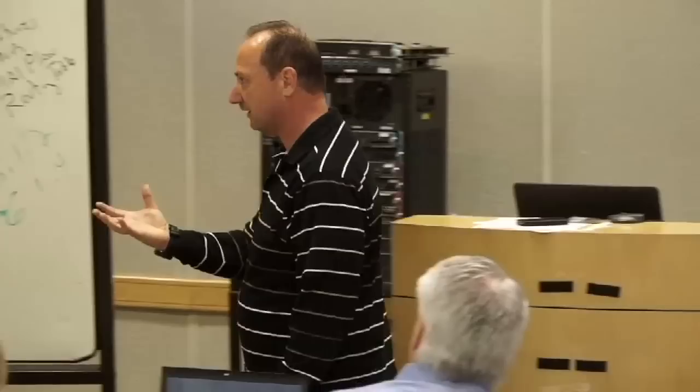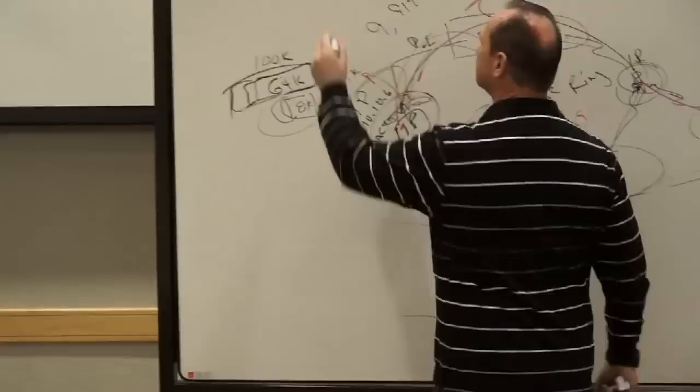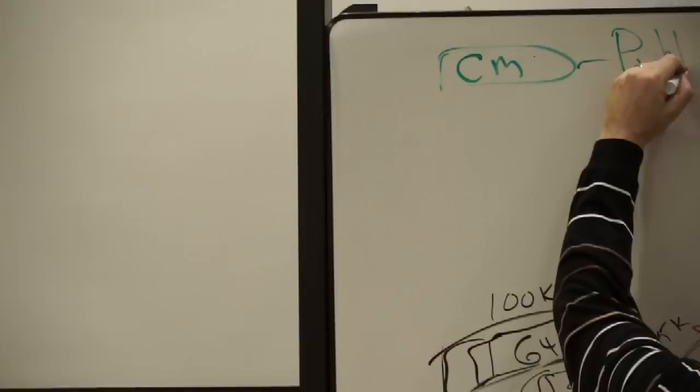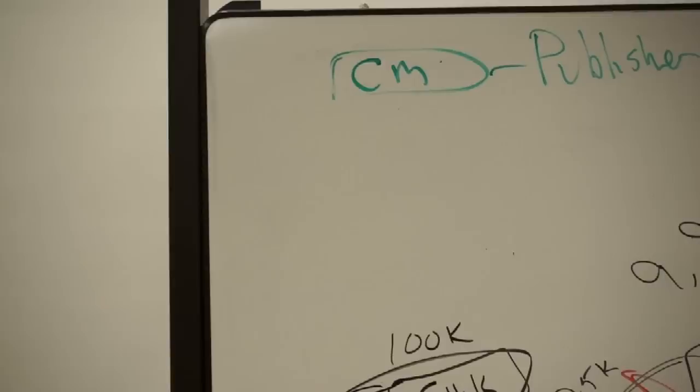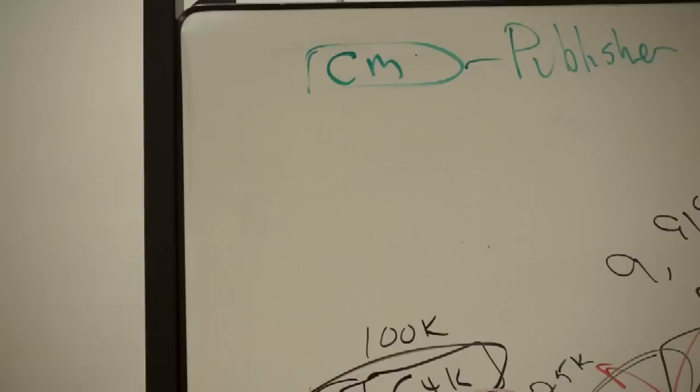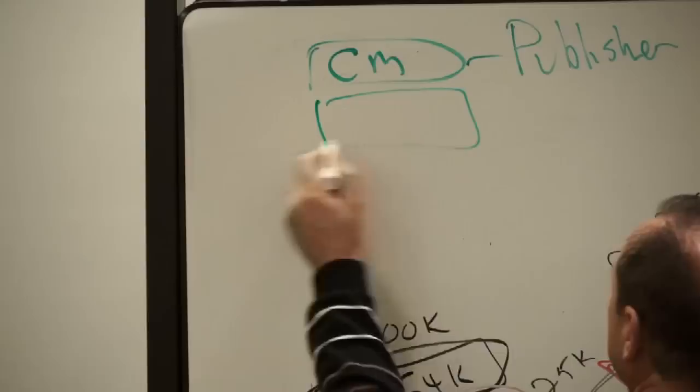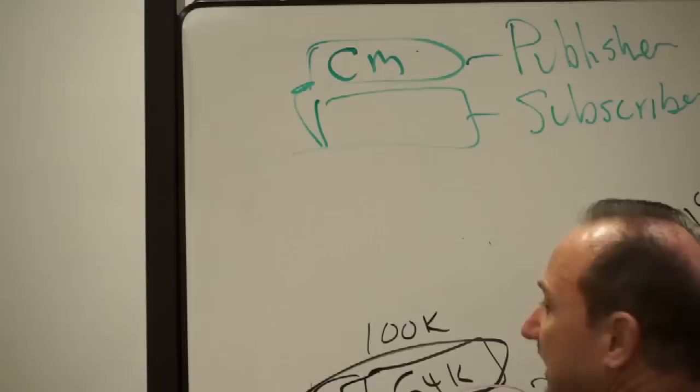Now, let's talk about that cluster thing. The first communications manager that you configure is called the publisher. It owns the database. I want to have redundancy in this, right? So the second communications manager is called a subscriber, and it gets its database from the publisher.